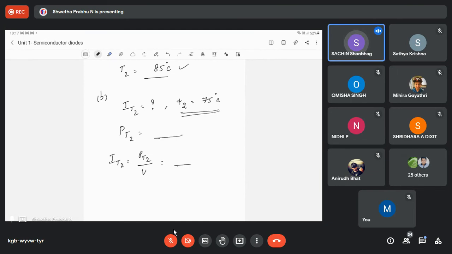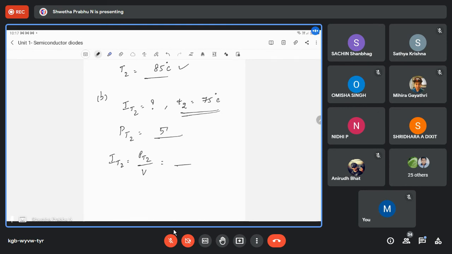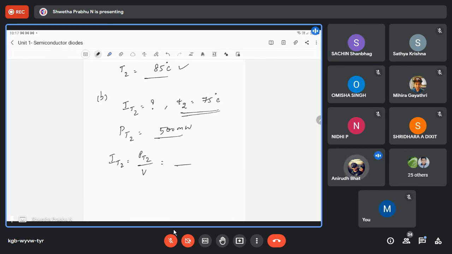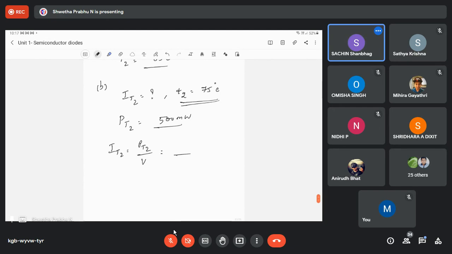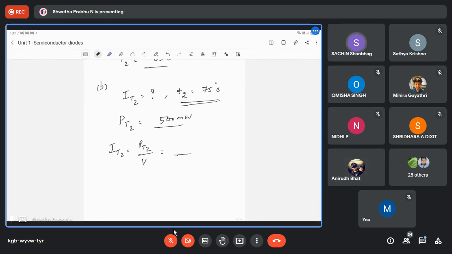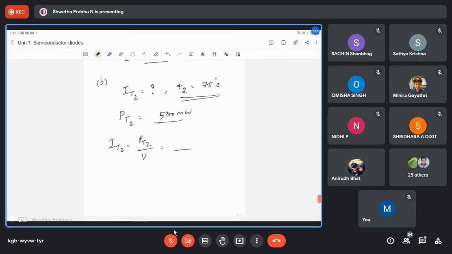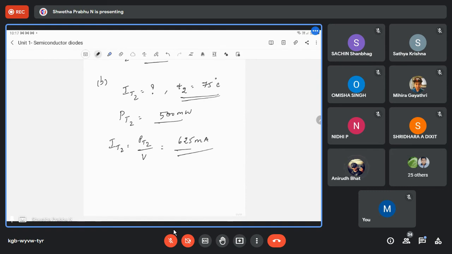Ma'am, will it be found in milliamps itself? It is not milliamperes, it is milliwatts, right? No, the current is in ampere. Power is in watts, 1.12 watts. Current, how much? Ma'am, 625 milliamperes. 625 milliamperes is the answer. Yes, my bad.